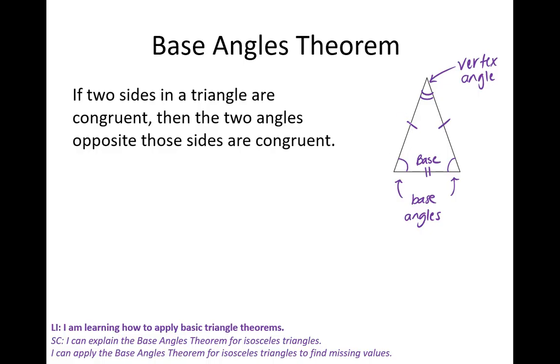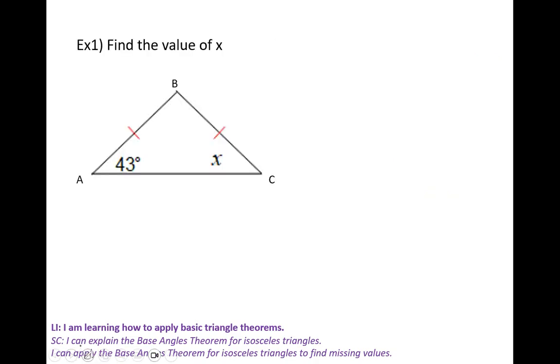Here again, the theorem is if I have two congruent sides, then I have two congruent angles. It works in reverse as well, what we call the converse. We'll talk more about converses later. But basically, the reverse is true, called the converse. If I have two congruent angles, then I know I have two congruent sides. So let's get to it and practice.